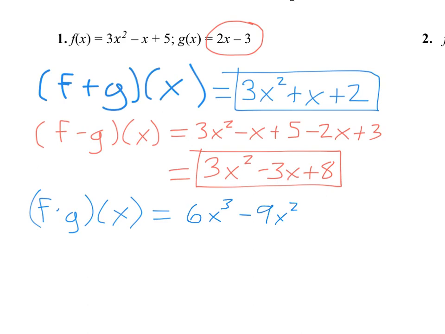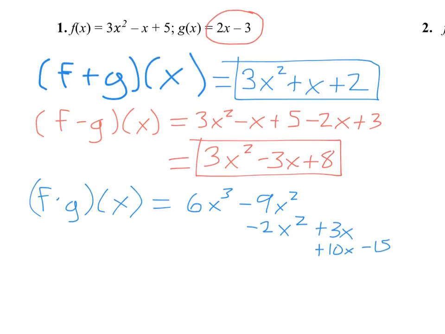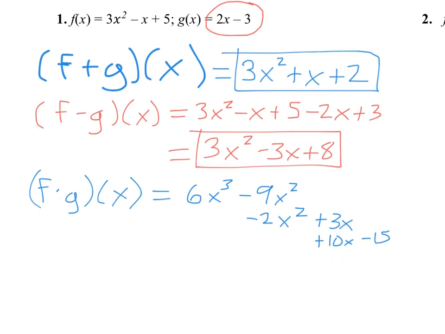Now I have to distribute negative x to both items in g of x. So that would make negative 2x squared. I'll write it underneath so it's easier to combine later. And then plus 3x. And now multiply g of x by the plus 5. That would be plus 10x minus 15. Combining like terms, we get 6x cubed minus 11x squared plus 13x minus 15.